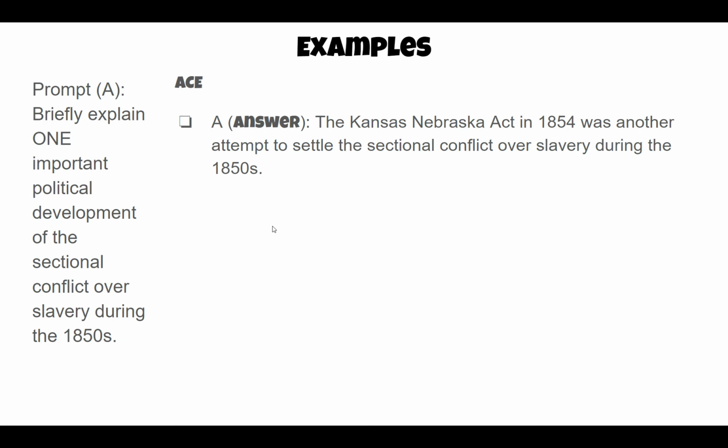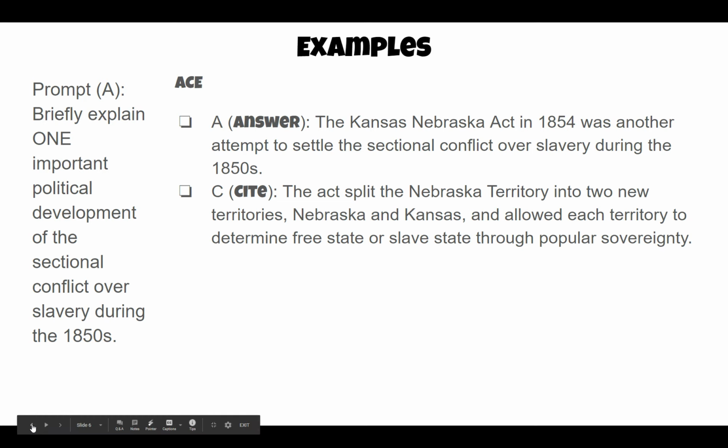So the A part is the answer. Here's how I would address this. The Kansas-Nebraska Act in 1854 was another attempt to settle the sectional conflict over slavery during the 1850s. I am giving them one political development. That political development is the Kansas-Nebraska Act. Okay, so I'm good there.